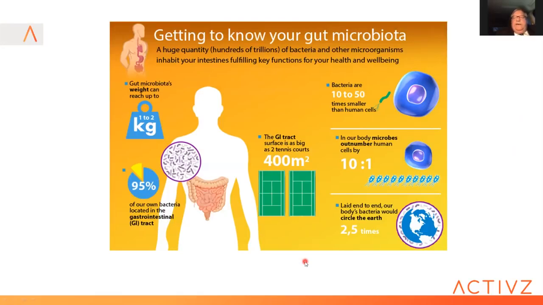And if that isn't interesting enough, if you laid these bacteria within our gut end to end, they would circle the globe between 2 to 5 times. So that should give us an idea, again, of the population base of how much is in your gut microbiome. Let's go to the next slide.